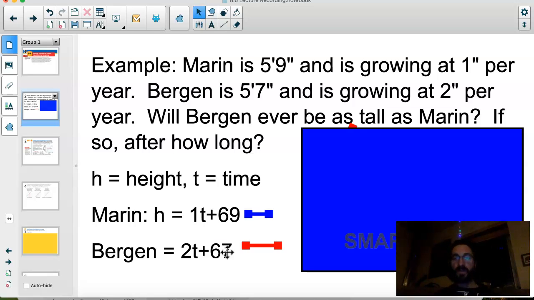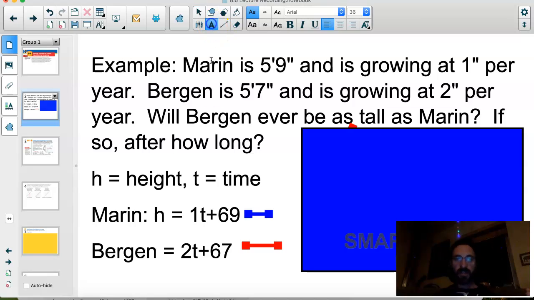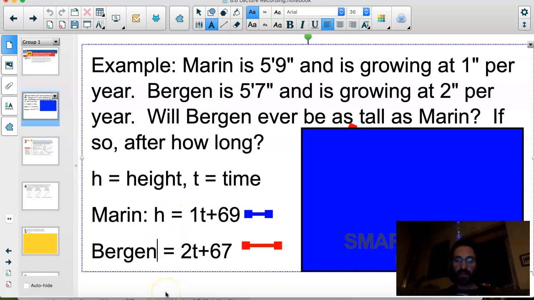However, Bergen is starting at 67, but he's growing at 2 inches per year. Very cool. So now what I've done is I've created linear equations to model the height of Marin and Bergen. Now, Bergen here, there should also be an h. Let me just throw an h in here so you're not confused. I know sometimes I can be confusing. All right, so now that I have equations, the simplest way to solve this is simply to graph it.